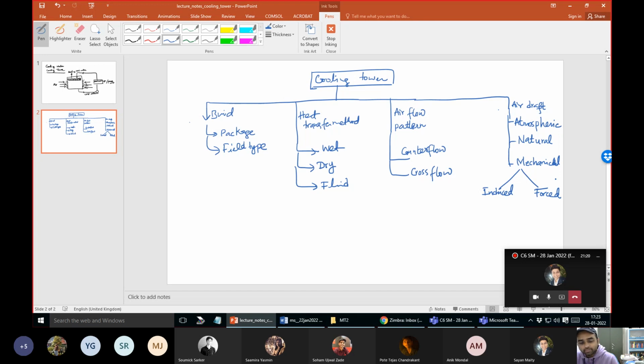So that is the classification or the difference between the wet, the dry and the cooling fluid types. Mostly the wet types are very common, but in some situations where you cannot afford to lose that amount of water, then the dry method or the fluid method should be preferred. In the case of airflow pattern, what we call as a counter.